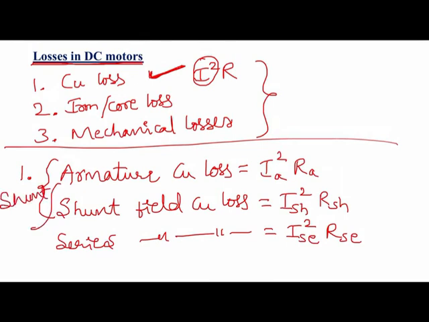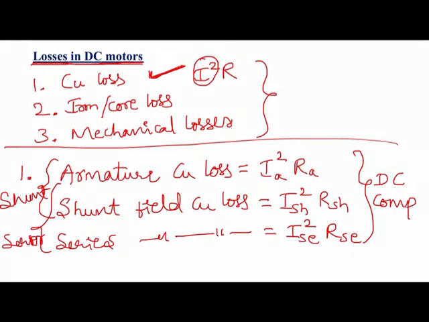For a series motor, these two will be there: armature copper loss and series field copper loss. In the case of compound DC machines, both shunt and series fields will be there. So in compound motors, all three will be there: armature copper loss, shunt field copper loss and series field copper loss. So this is about the copper losses that occur in the DC motor.